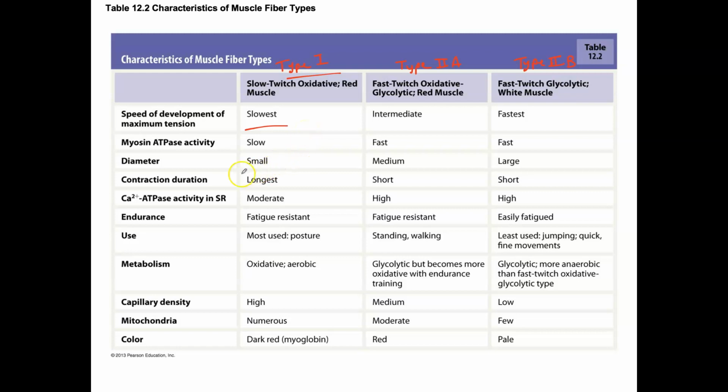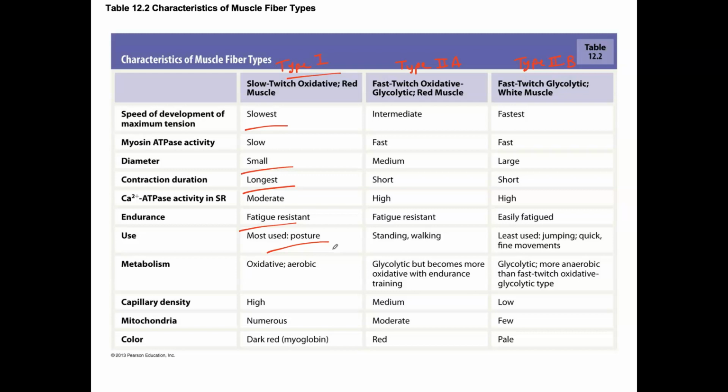Their diameters are going to be small. Their contraction durations are going to be the longest. So they have long contractions and therefore, again, don't produce as much tension, but they're more fatigue resistant. So the fatigue resistance and endurance for slow twitch cells is going to be high. They're mostly used for postural maintenance kinds of activities.